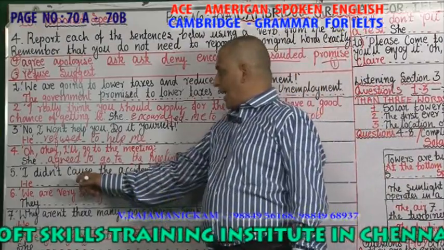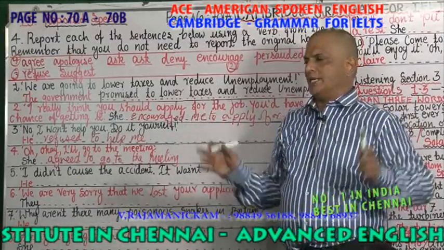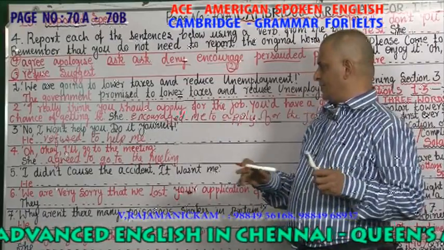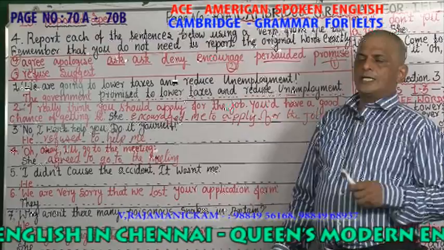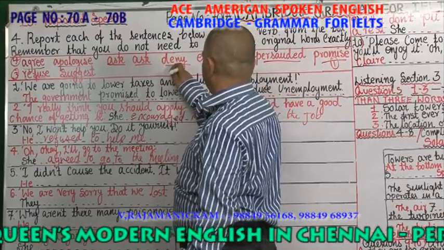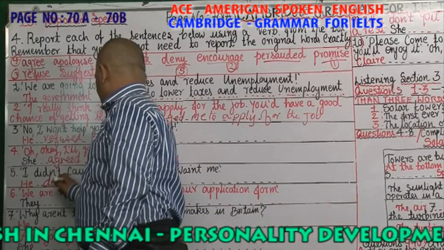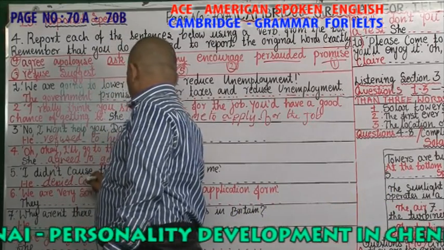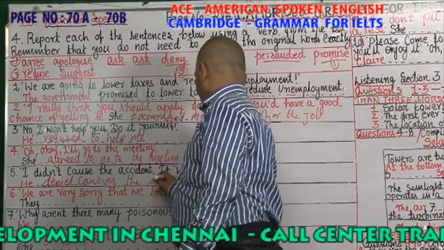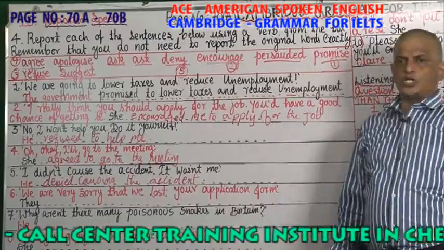Number 5. I didn't cause the accident. Somebody says, I didn't cause the accident. It wasn't me. One driver says to the policeman, I didn't cause the accident. It wasn't me. So what is the reported verb you can use? Denied. So fifth one, denied. He denied causing the accident.